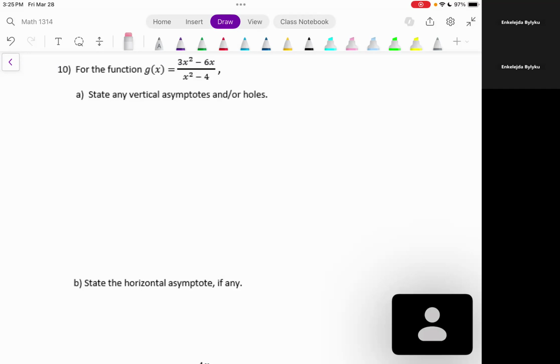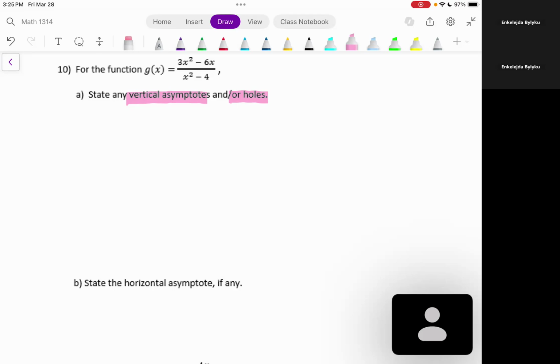For problem number 10, on the function g of x equals 3x squared minus 6x over x squared minus 4, we are asked to find the vertical asymptotes, if there are any, and or holes. So firstly, we know we have to look at the denominator. We must find the zeros of the denominator to identify if those zeros are actually vertical asymptotes.